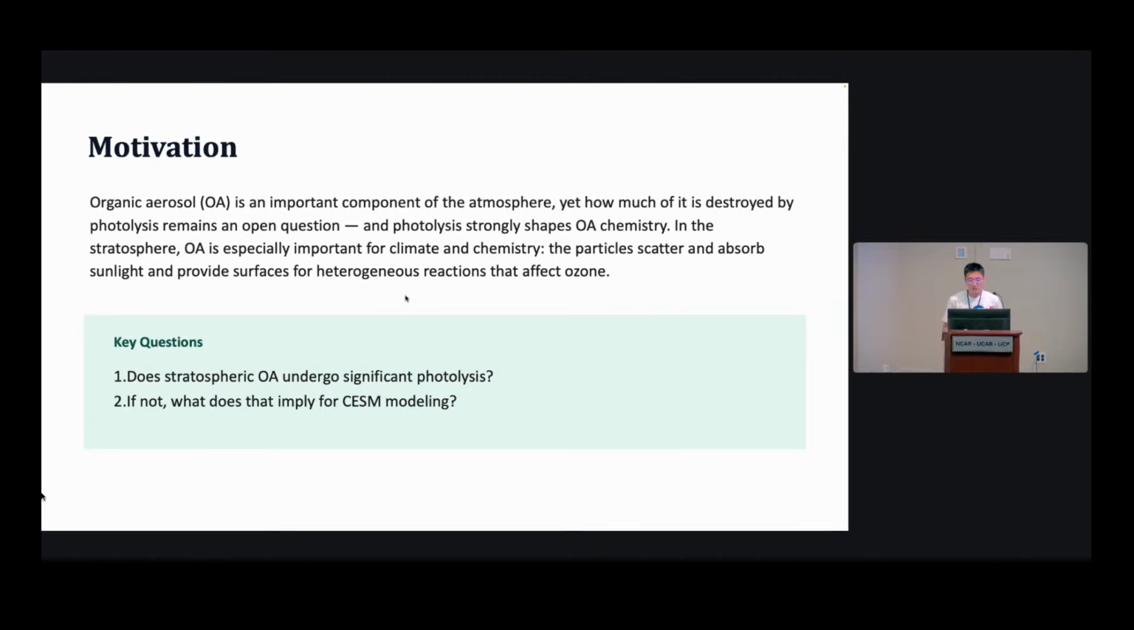Here we are particularly interested in stratospheric organic aerosol, because in the stratosphere, organic aerosol is essentially important for climate and chemistry. These particles can scatter and absorb sunlight and provide surfaces for heterogeneous reactions that affect ozone. Here we want to ask two key questions. The first is, does stratospheric organic aerosol undergo significant photolysis or not? And the second is, if not, what does that imply for CESM modeling?